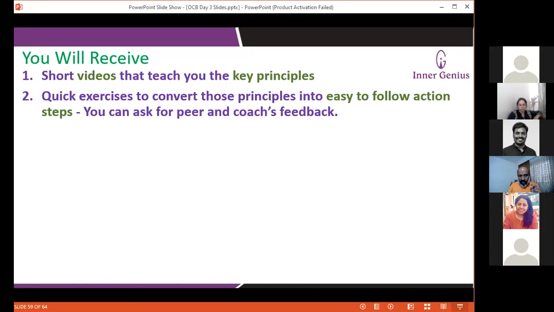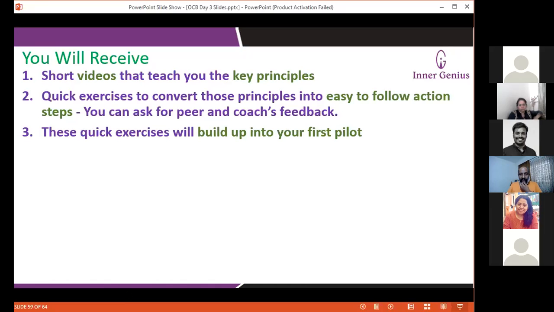And for that, you can ask your peers and coaches for feedback as well, right? And Nilam, we need to save this chat because then we can keep these suggestions that people are giving. Yeah, thank you.